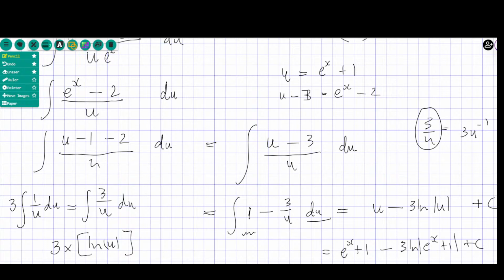What do we want to do with that? I guess you could tidy stuff up. You could say this plus 1 here can be absorbed into the plus c. I don't know if you're aware of that, but it doesn't matter what c is. It could just be whatever you take it to be. So it currently would be c plus 1, which is basically c anyway. So technically you could be writing e to the x minus 3 ln e to the x plus 1 plus c. That would probably be the best form if you wanted it nice and neat and simple.